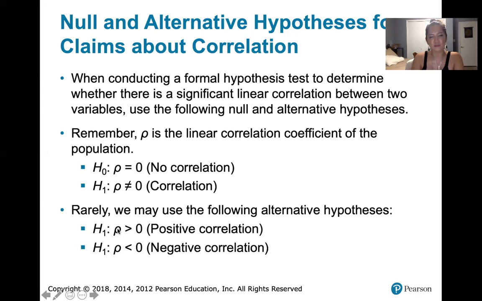So we could use one of these alternative hypotheses, which would turn our hypothesis test into a right-tailed test or a left-tailed test respectively instead of a two-tailed test. But for the most part, we're just looking for evidence of a correlation. So we're going to stick to this null and alternative hypothesis right here.